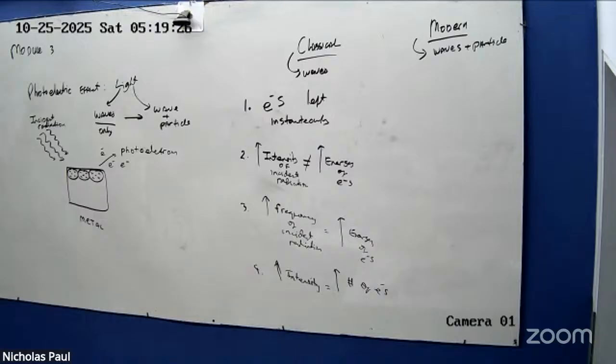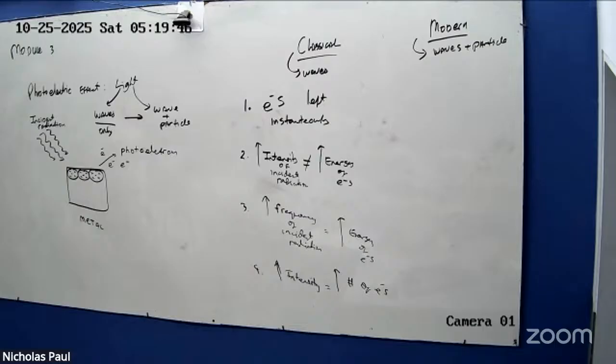That's okay? So those were the four things that happened in the experiment, but classical physics was not enough to explain that. So who came along? Einstein. Einstein came along now and proposed.